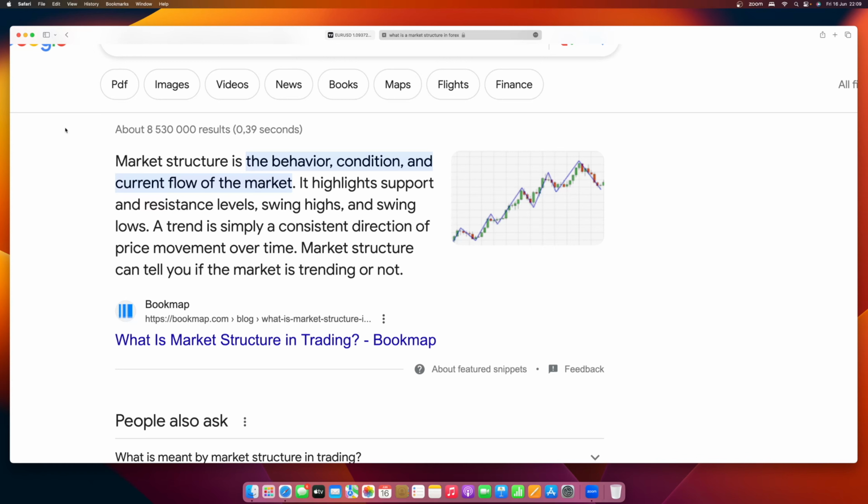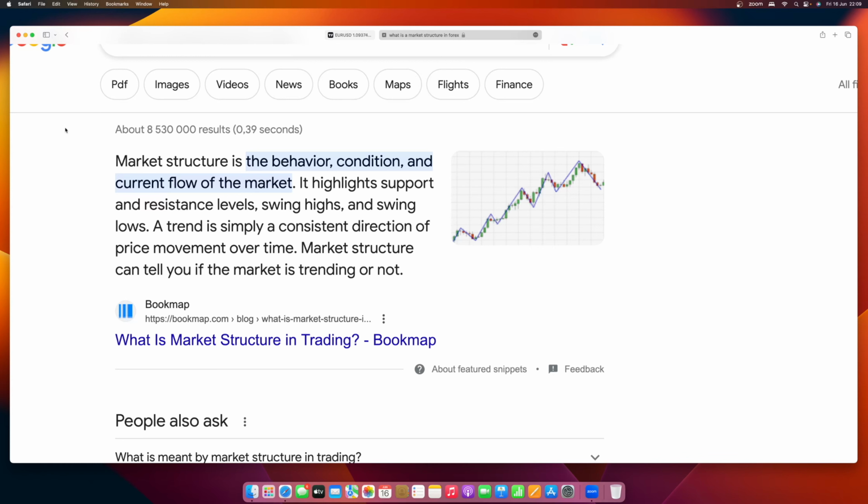A trend is simply a consistent direction of price movement over time. Market structure can tell you if the market is trending or not. So yes, I agree with this definition, and we are going to be using this definition as a guide throughout this call. So quickly, market structure is the behavior, the condition, and current flow of the market.